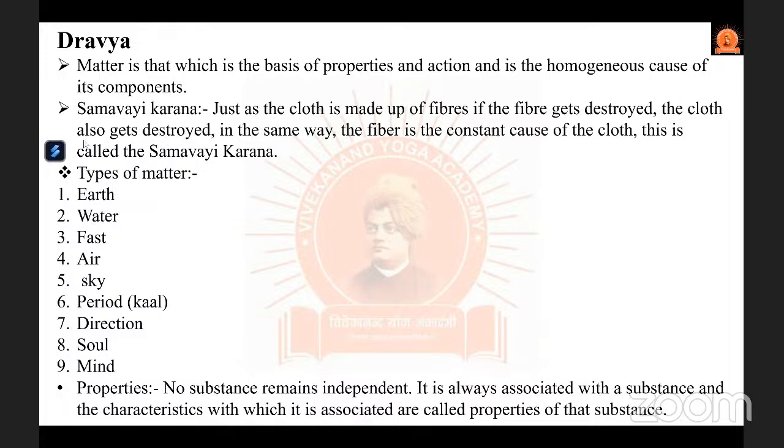This is a specific quality that is present in every dravya. In every substance, this particular quality is there. So here dravya is called matter, which is the basis for properties. For every matter, there will be some qualities, some properties, some features. So to have those properties is called matter. For every matter there is a particular basis and action. There are properties with it, some features consisting in it, and also some action. And it is the homogeneous cause of its component.